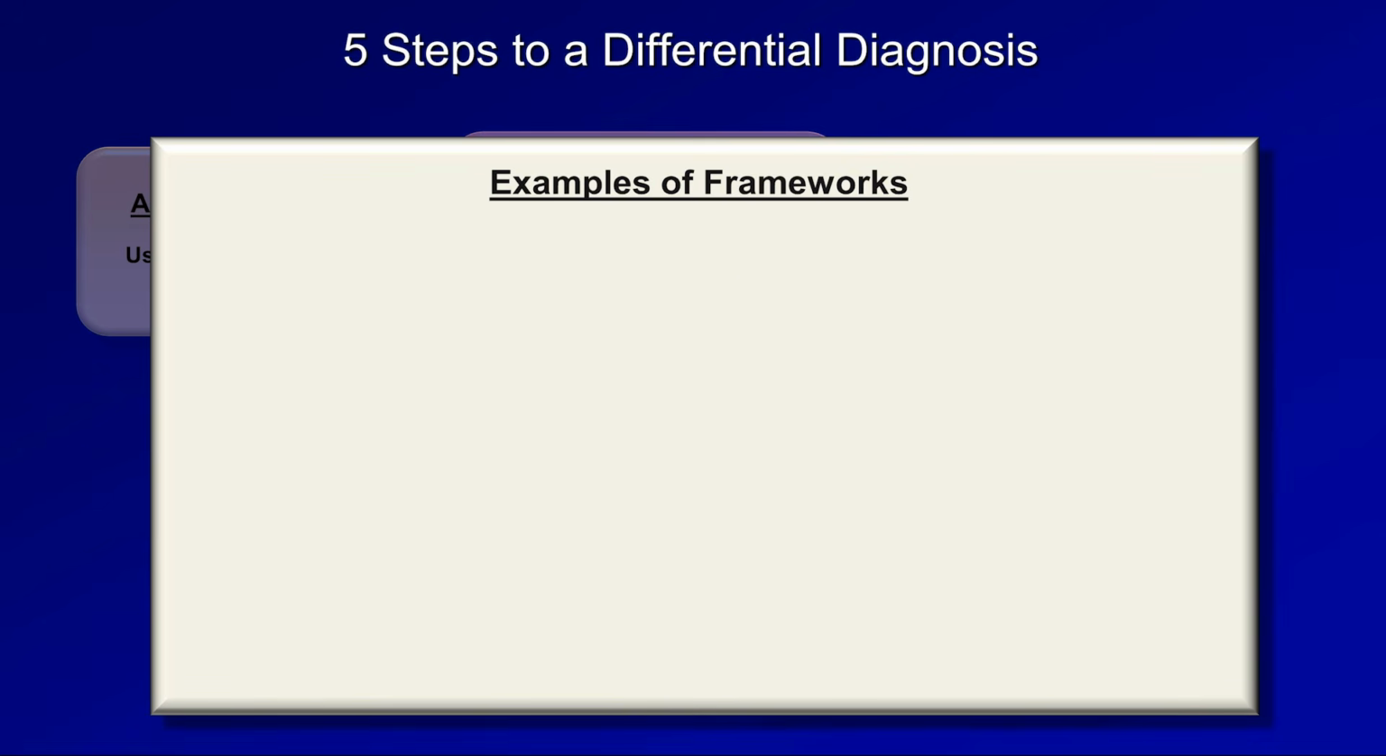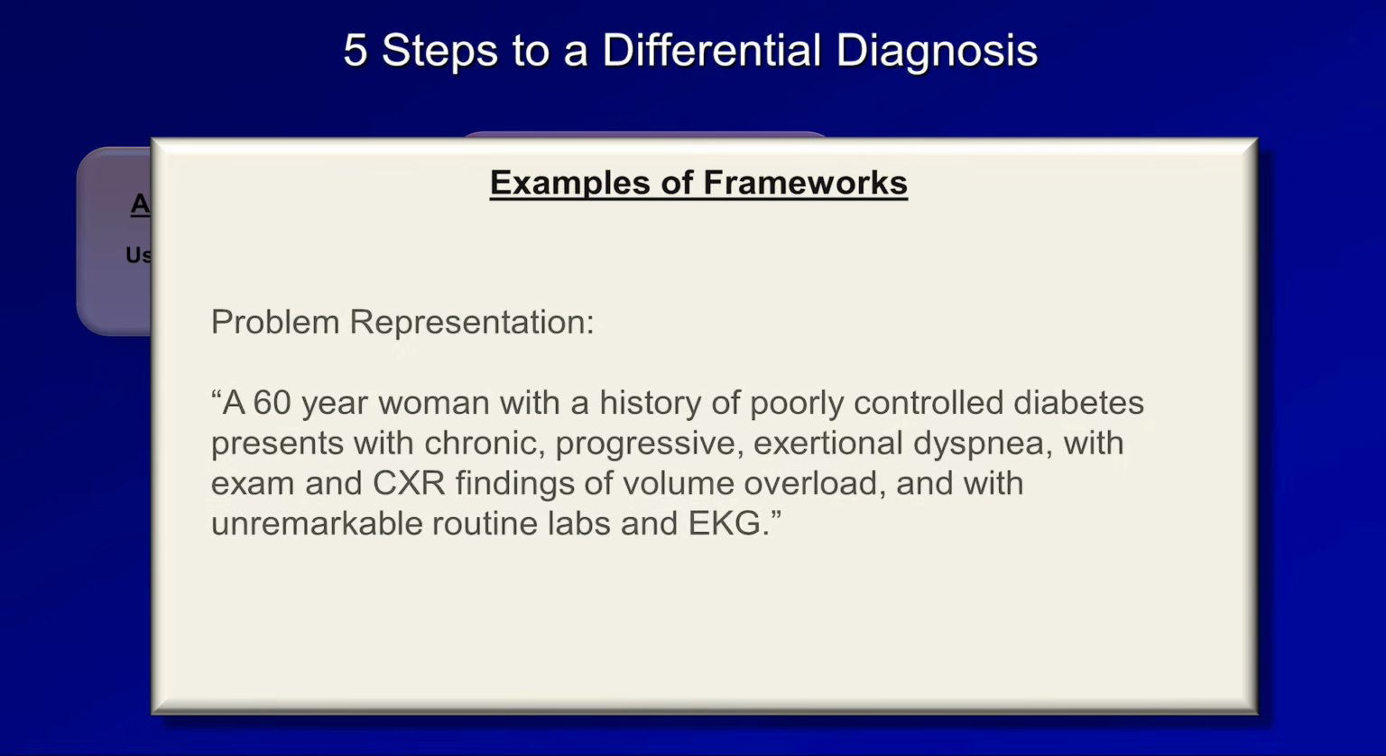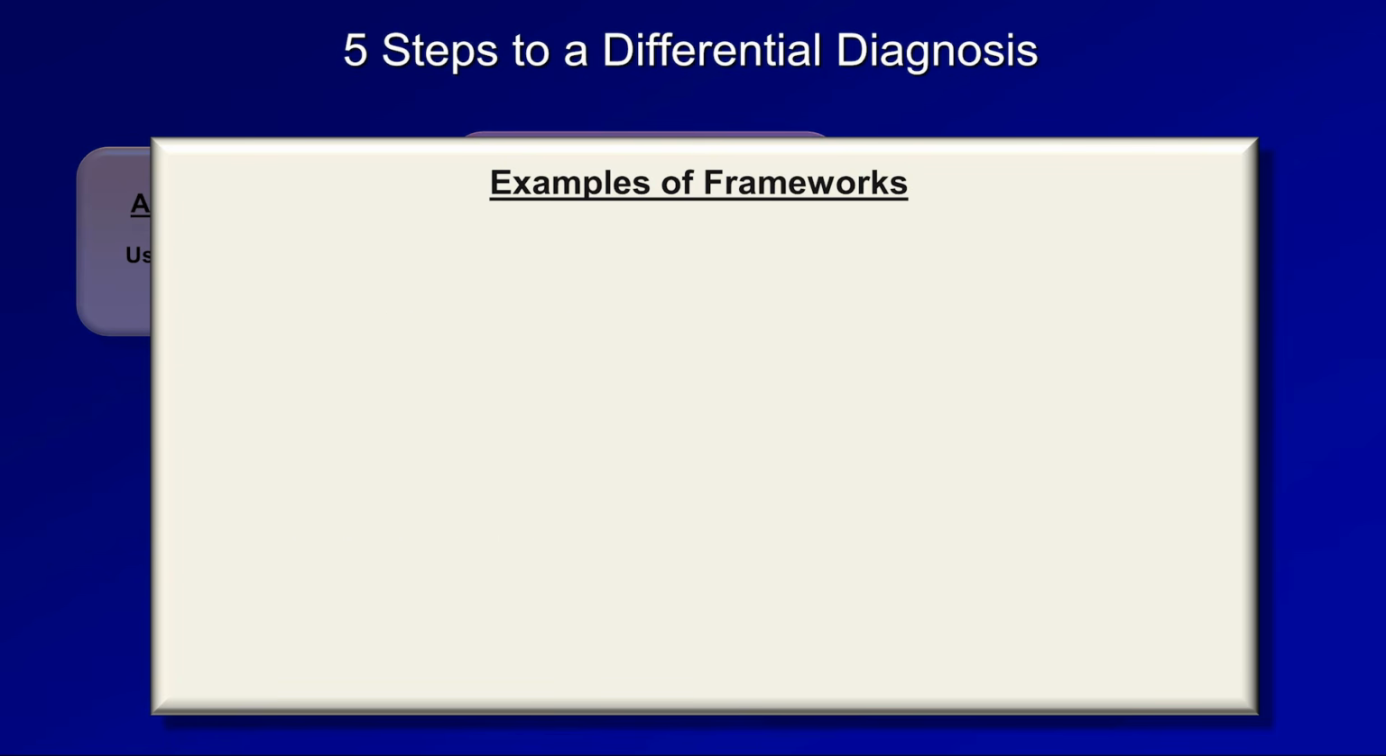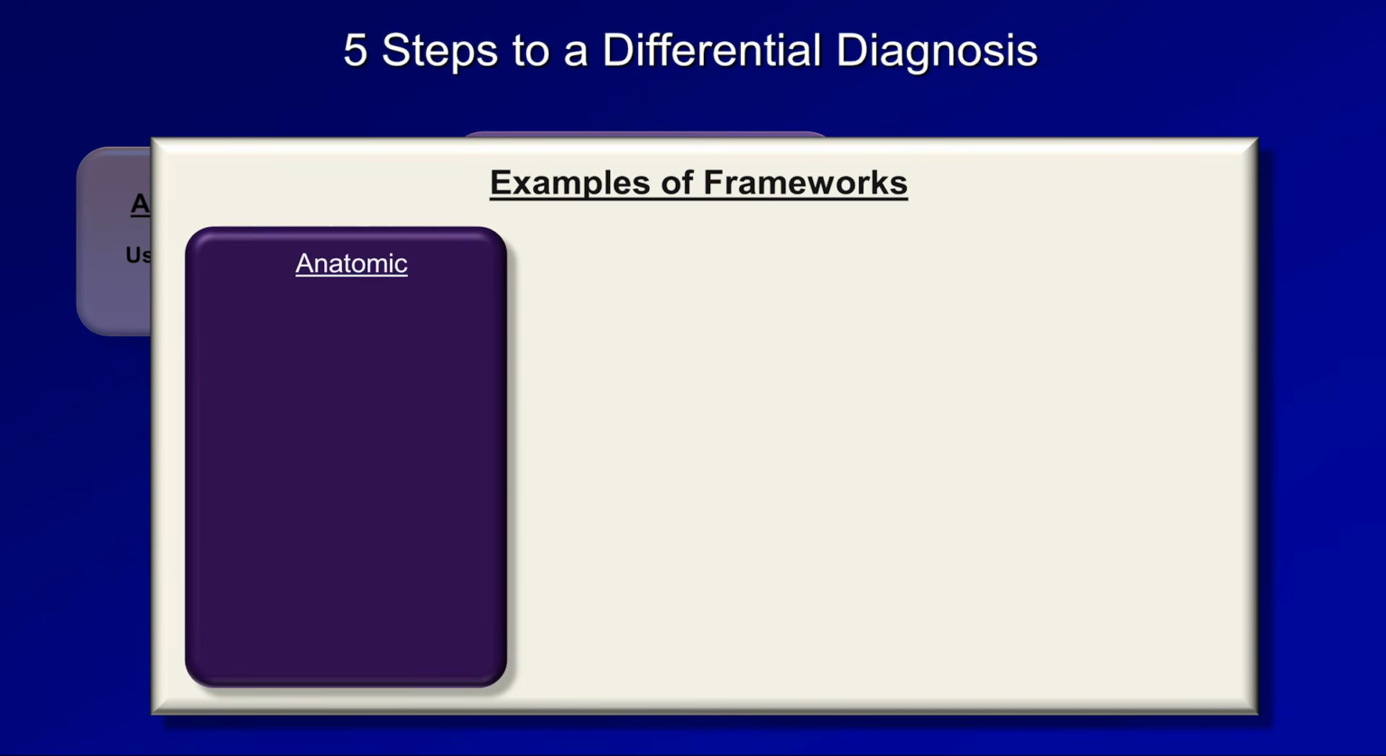For example, let's consider the patient we just mentioned a minute ago. A 60-year-old woman with a history of poorly controlled diabetes who presents with chronic progressive exertional dyspnea with exam and chest x-ray findings of volume overload and with unremarkable routine labs and EKG. What type of framework might we choose to adopt here? In my experience, the most likely framework a clinician would choose for this problem is an anatomic one, also referred to as organ-based. So for this woman with dyspnea, that means that it could be a cardiac problem, a pulmonary problem, or a heme problem.